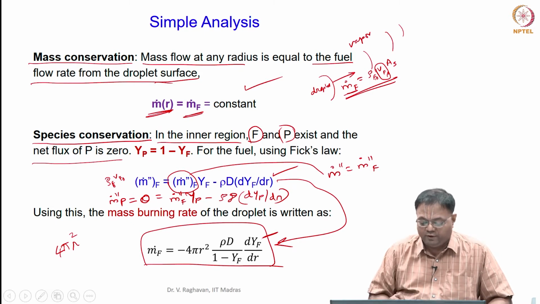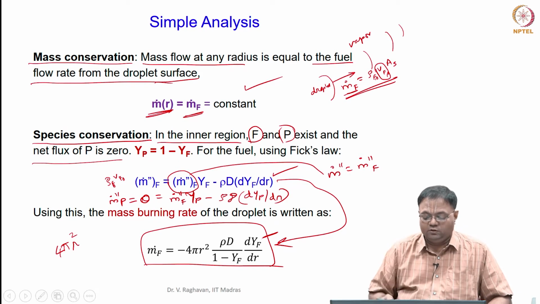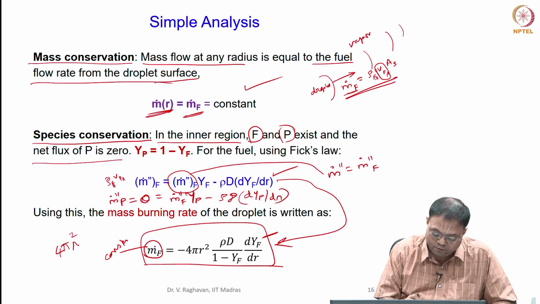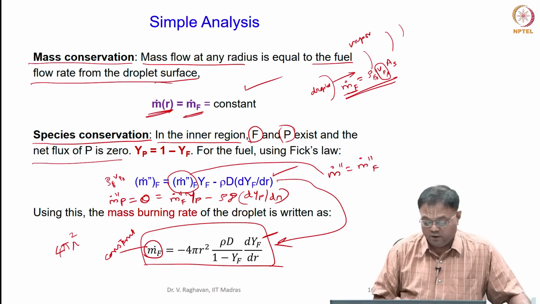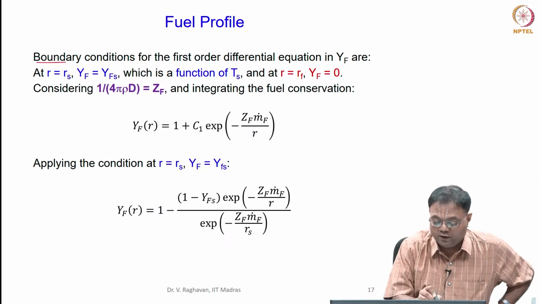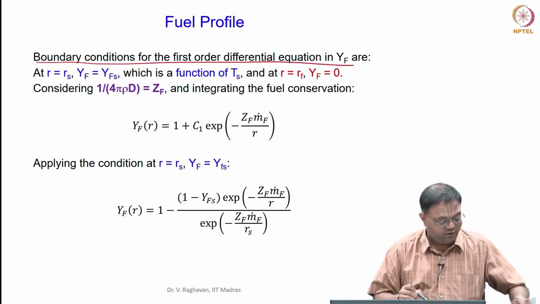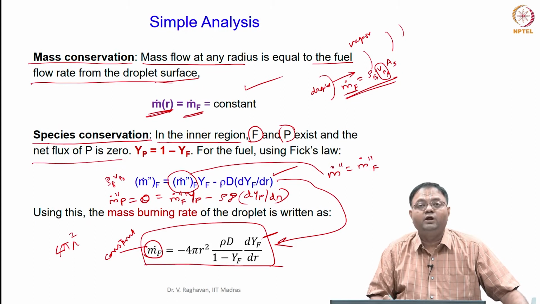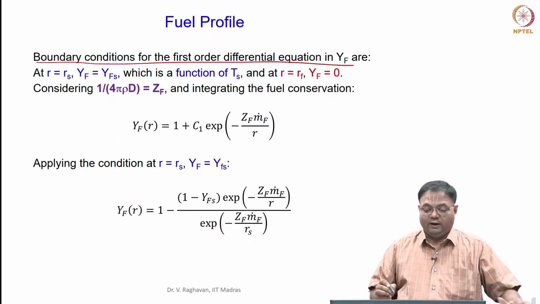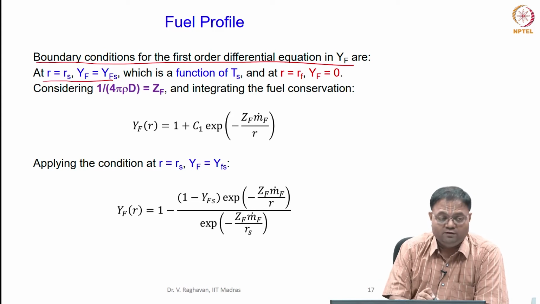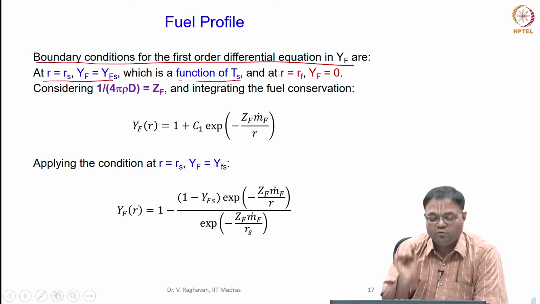I get a first order equation in YF, and I can solve this. So, this is constant now. Using this I can solve the YF profile. How? Now, boundary condition for the first order differential equation in YF, what you have written here, m dot F equal to minus 4 pi r square rho d by 1 minus YF into dYF by dr. This first order differential equation can be solved by using two boundary conditions. When r equal to rs, YF equal to YFS. But YFS is a function of Ts, that you have to keep in mind.